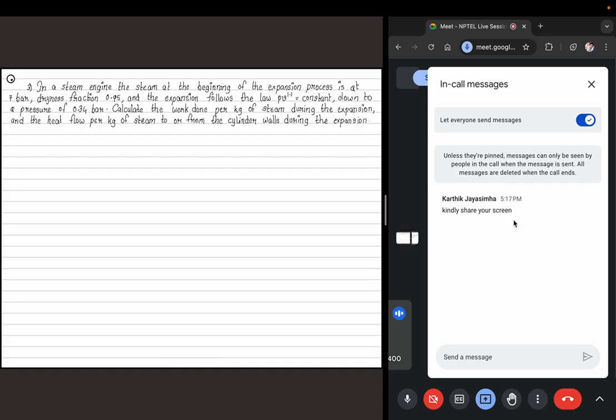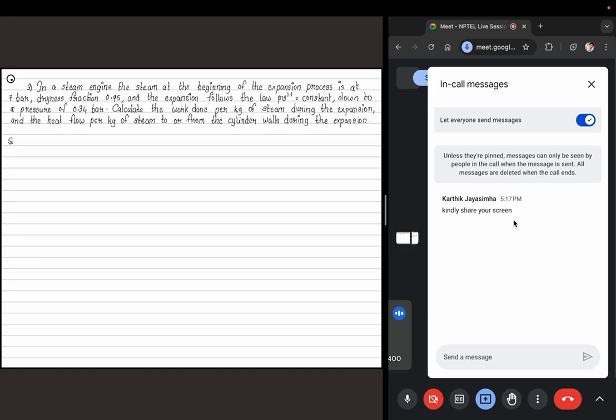We'll move on to the next problem. In a steam engine, the steam at the beginning of the expansion process is at a certain pressure and a dryness fraction of 0.95. And expansion follows a particular law. It's a polytropic process, so we have PV to the power n equal to constant. And this expansion is allowed till the final pressure reaches 0.34 bar. Calculate the work done per kilogram of steam during the expansion and the heat flow per kilogram of steam to or from the cylinder walls during the expansion.